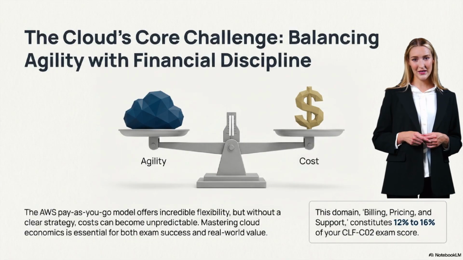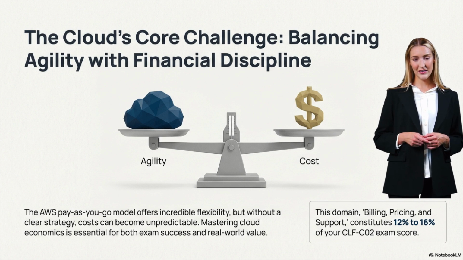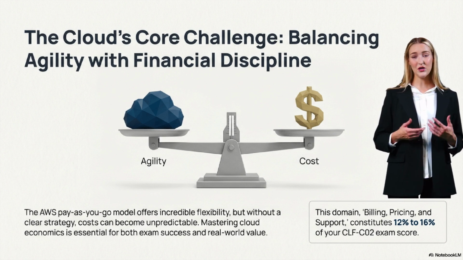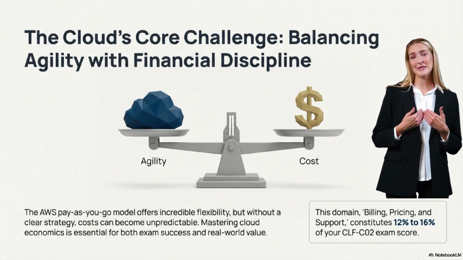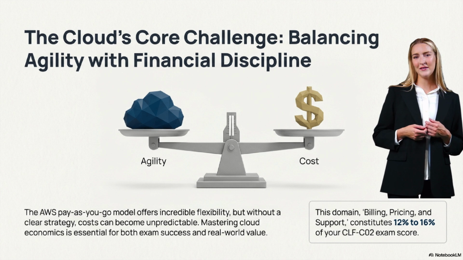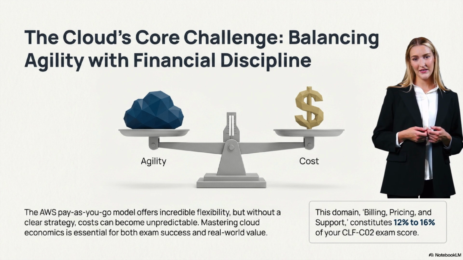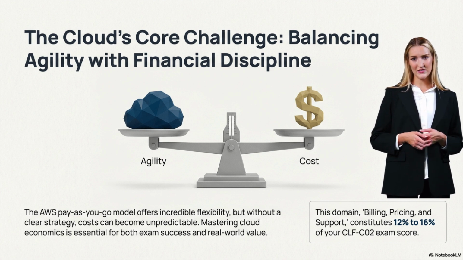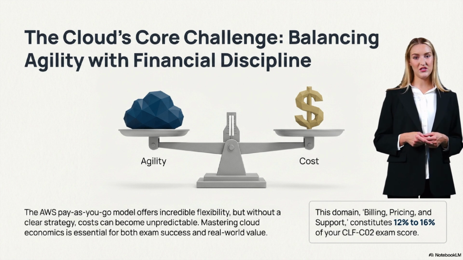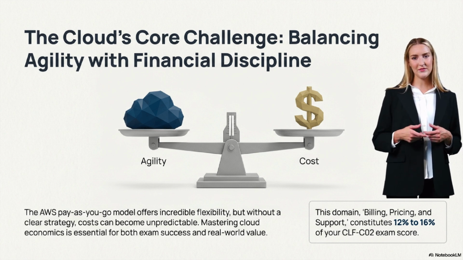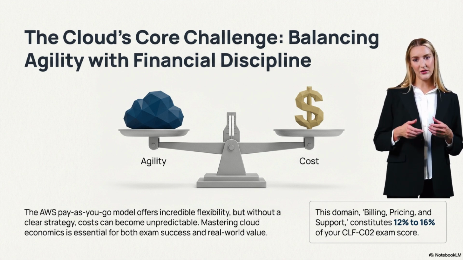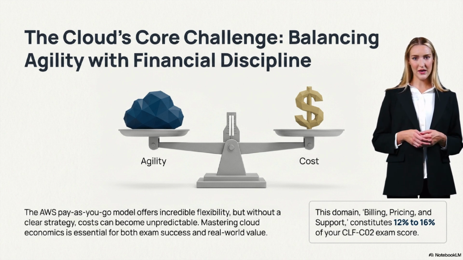As we see on this slide, cloud management is a balancing act between agility and cost. The AWS pay-as-you-go model offers incredible flexibility. It allows developers to spin up resources in seconds, enabling rapid innovation and experimentation. However, the sources remind us that without a clear strategy, these costs can become unpredictable. The core challenge for any organization is to maintain the speed of the cloud, its agility, while ensuring strict financial discipline. Mastering cloud economics is not just about saving money. It is about ensuring that every dollar spent on the platform is driving real-world value.